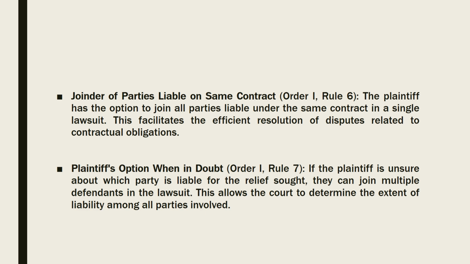Plaintiff's option when in doubt. Order 1, Rule 7. If the plaintiff is unsure about which party is liable for the relief sought, they can join multiple defendants in the lawsuit. This allows the court to determine the extent of liability among all parties involved.